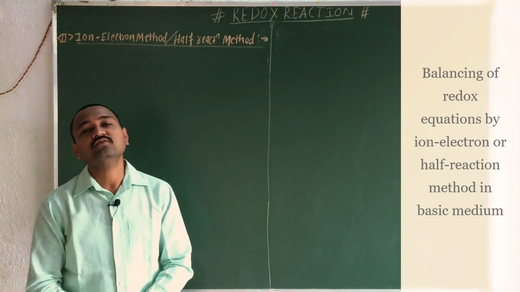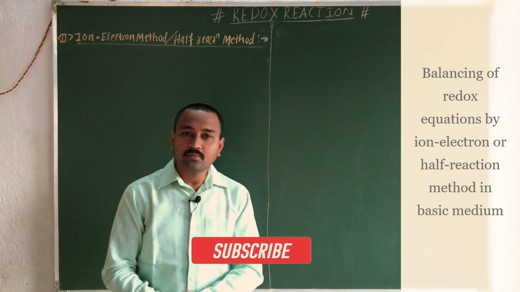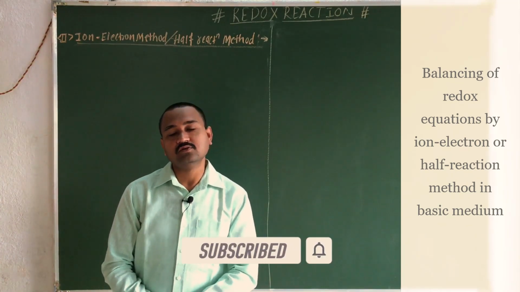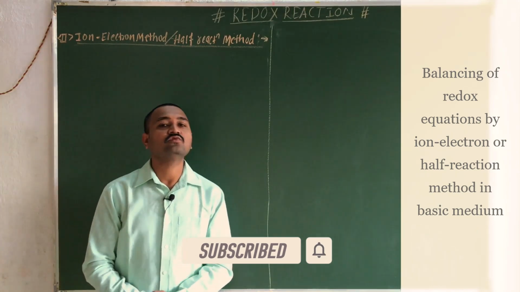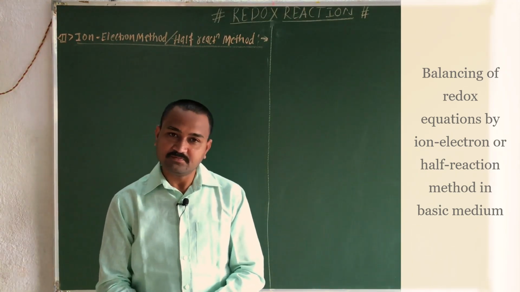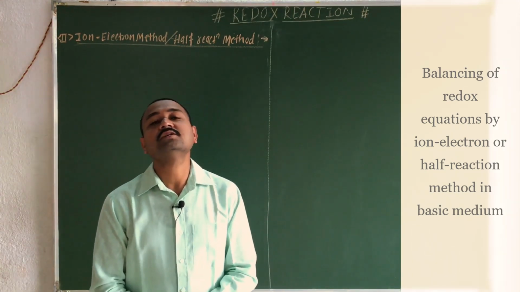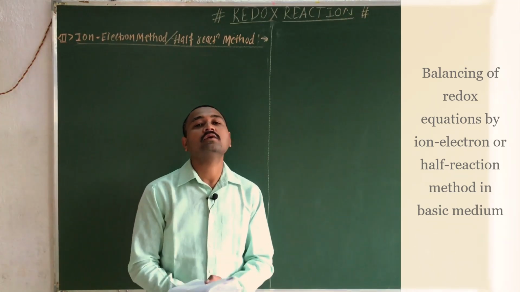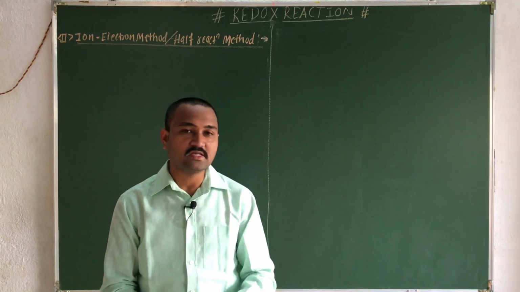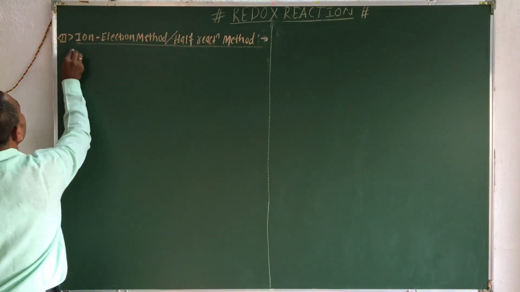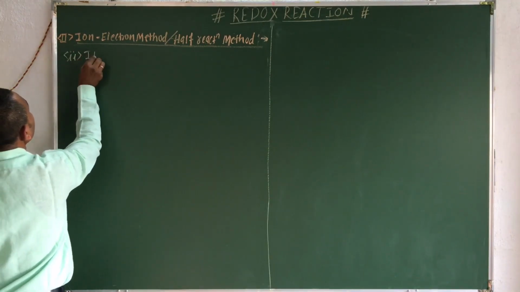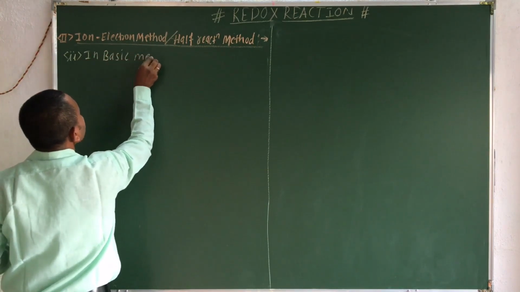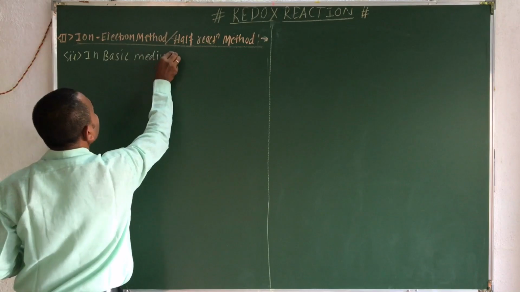Now in today's lecture we are going to again learn how to balance the redox reaction by using the second method, that is the ion electron method, also known as the half reaction method. In the previous lecture we learned reactions in the acidic medium. Now in this lecture we are going to learn this reaction in the basic medium.